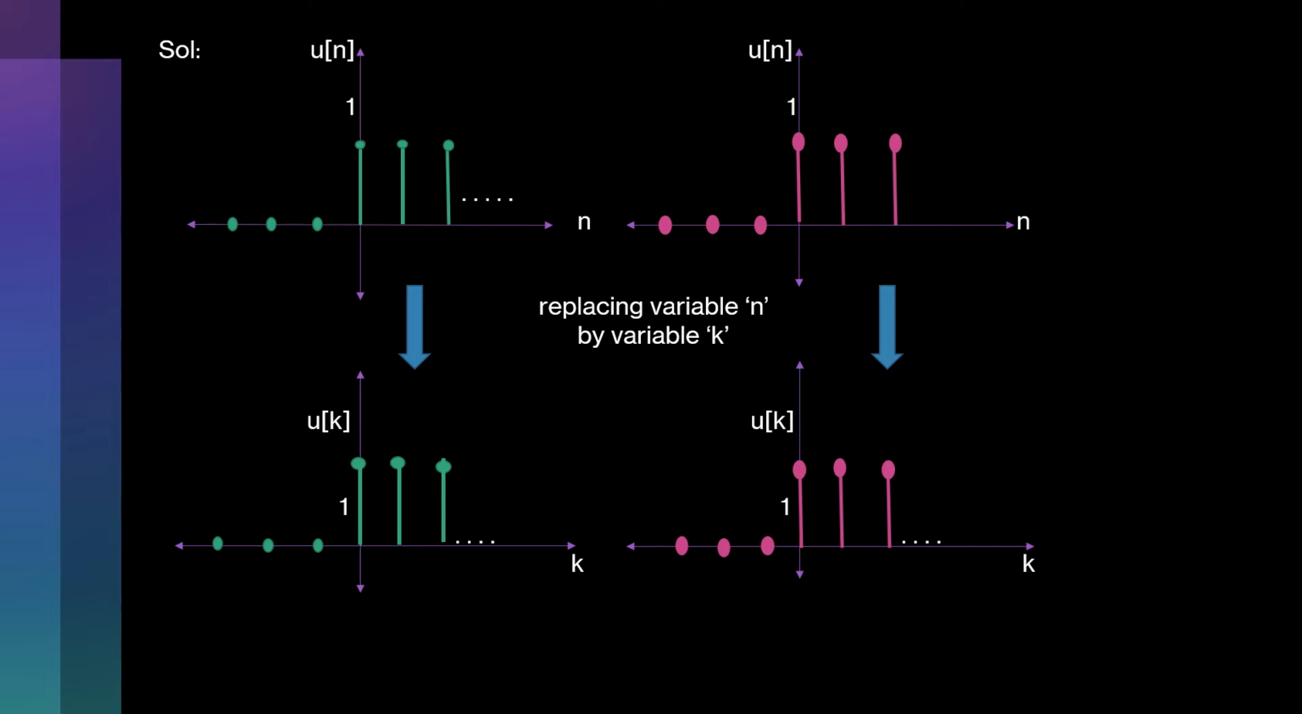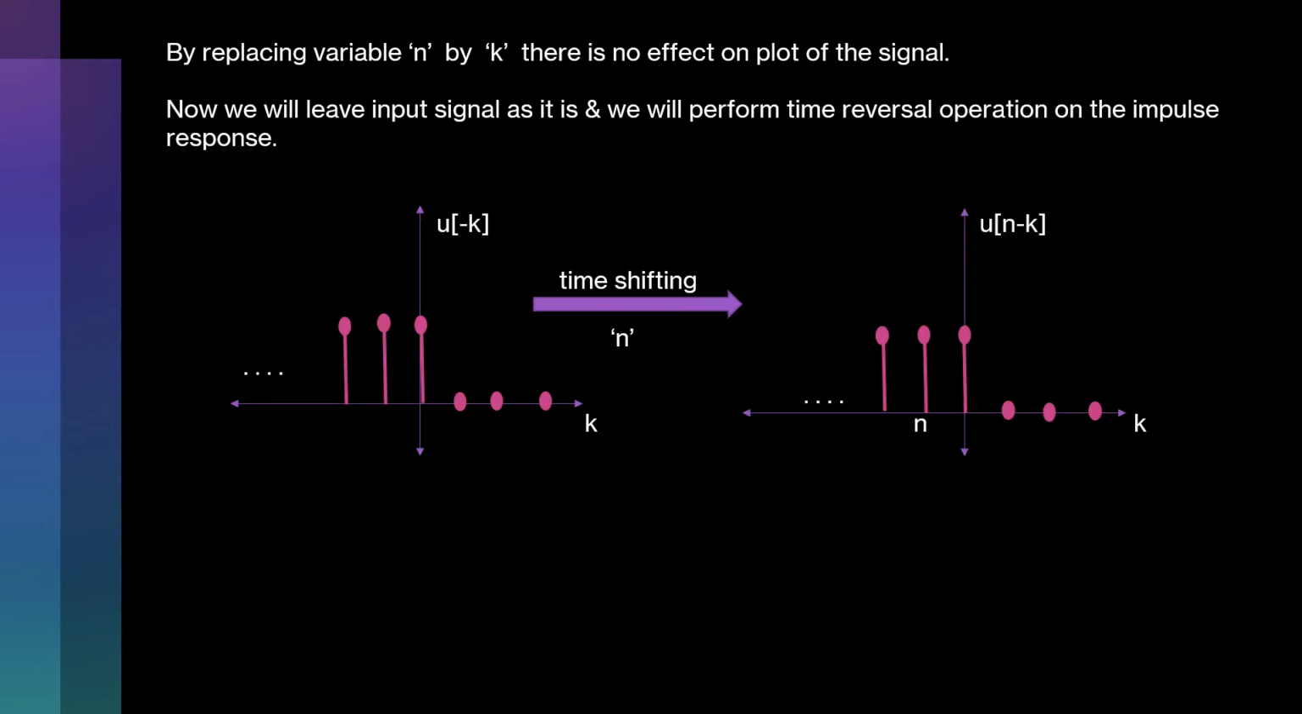First, we plot both the signals as shown, and then by replacing the variable n with a duplicate variable k, we get the plot as shown. By replacing variable n by k, there is no effect on the plot of the signal. Now we will leave the input signal as it is and perform the time reversal operation on the impulse response. In time reversal, we simply flip the signal waveform about the y-axis and we have the plot as shown.